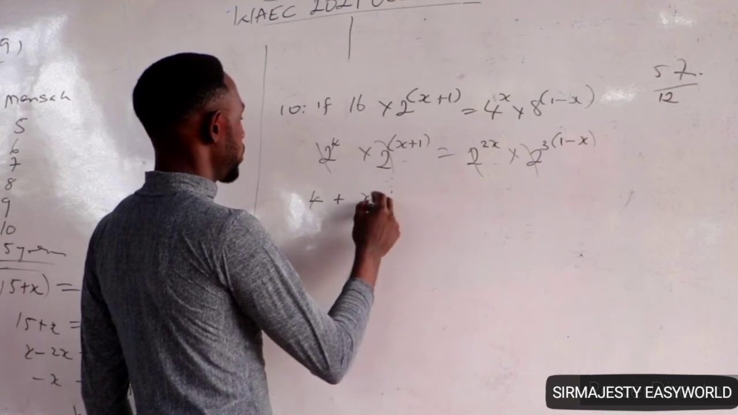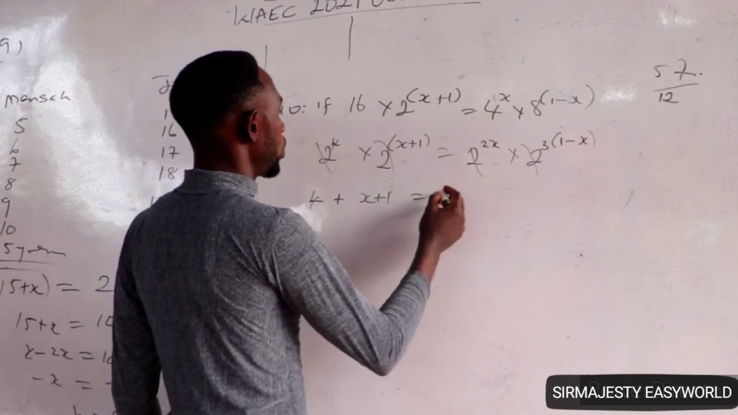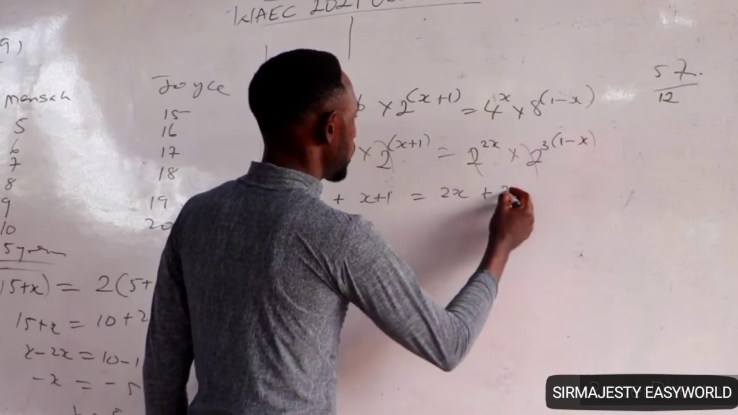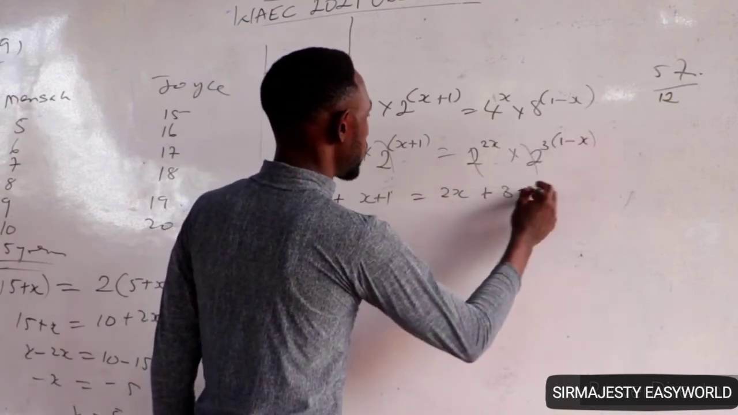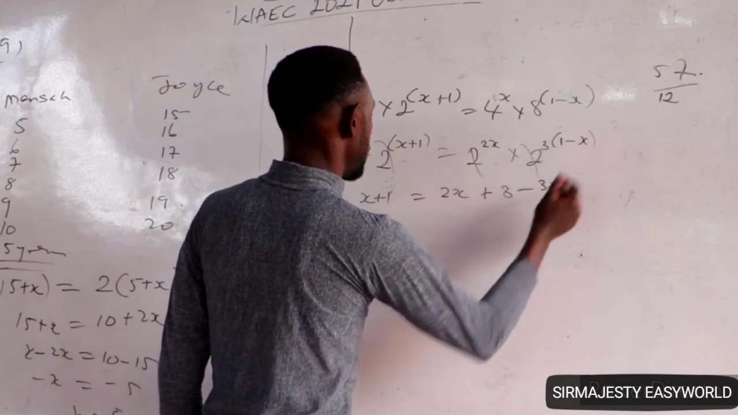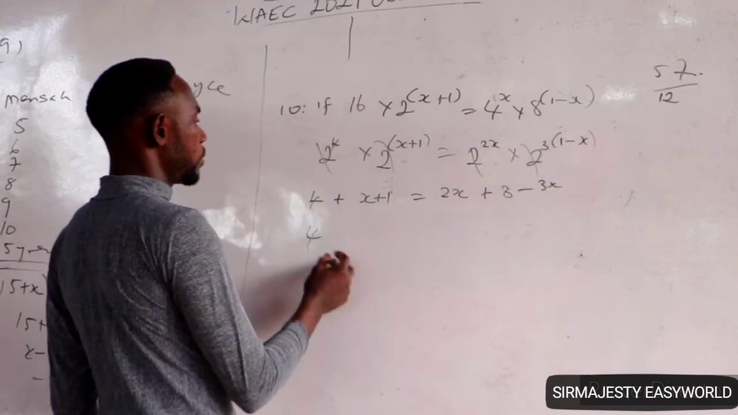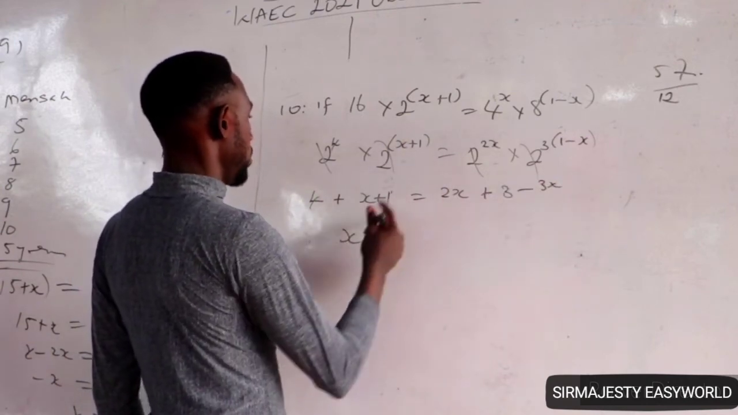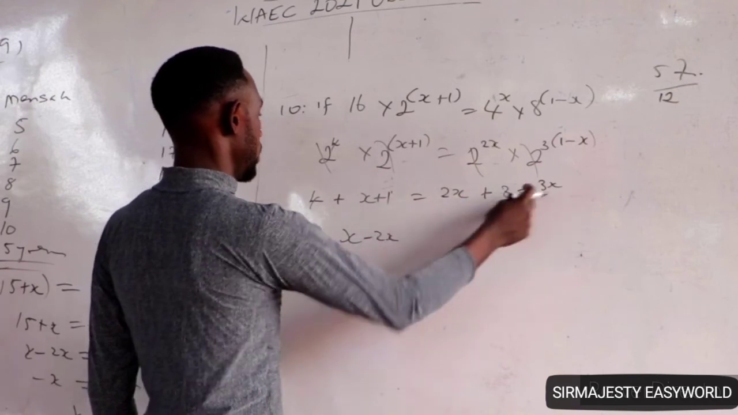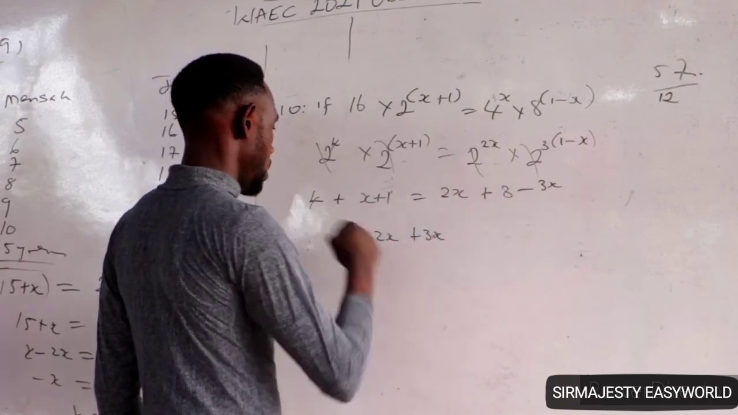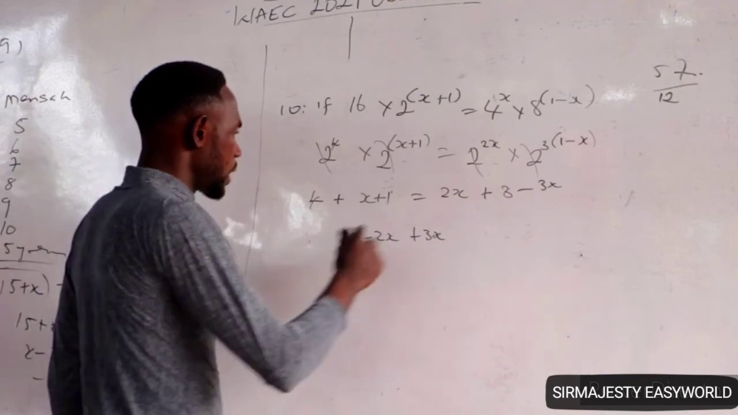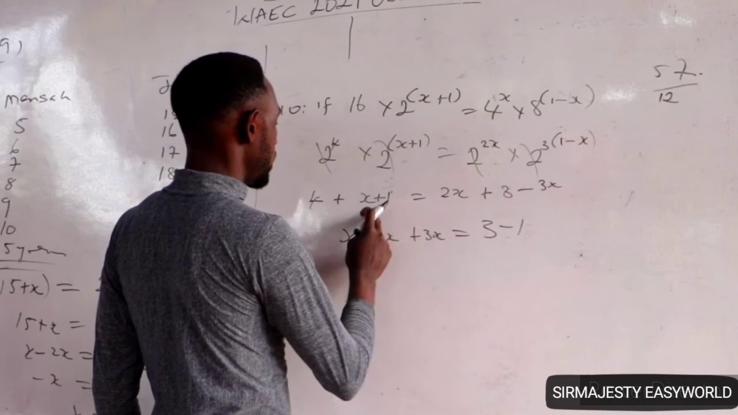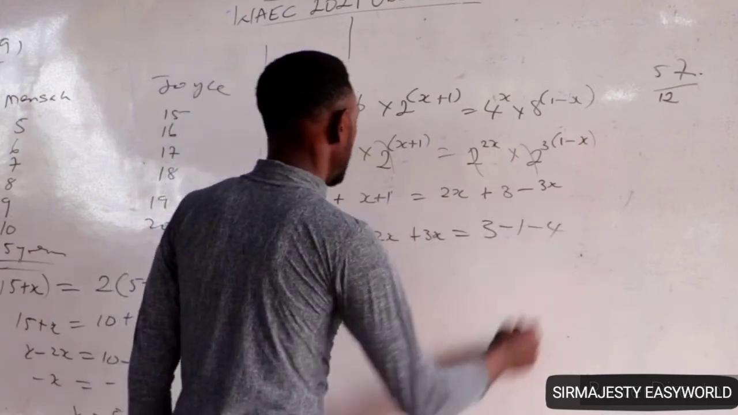When you open the brackets, plus x plus 1 equal to 2x. Multiplication turns to plus. Open the bracket, 3 times 1 is 3 minus 3x. That's 3 times x. So collect like terms. This is 4. So let's shift numbers here and keep x here. This is x minus 2x, then plus 3x equal to the 3 remains here. The 1 comes. This plus 1 is now minus 1. Then this one is minus 4.